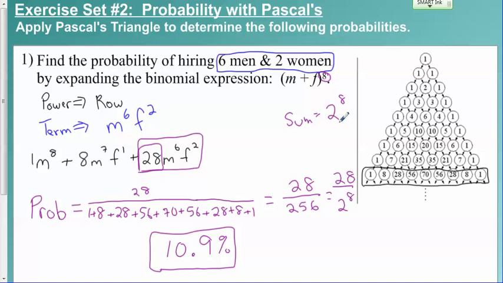The sum is 2 to the power. That gives you the sum of the row you're trying to find. You take the coefficient and you divide by the sum. So let's try example 2.